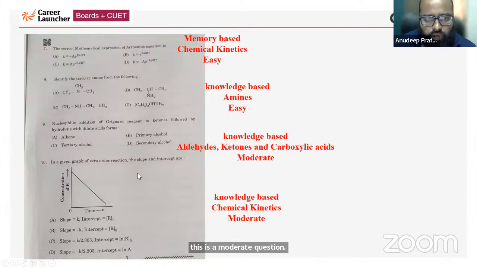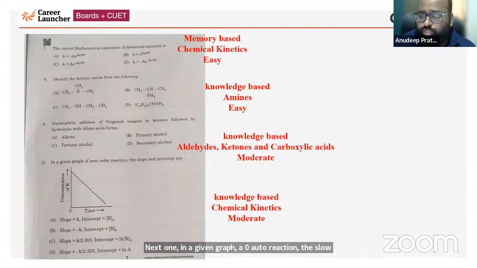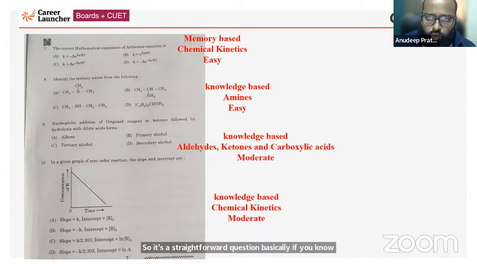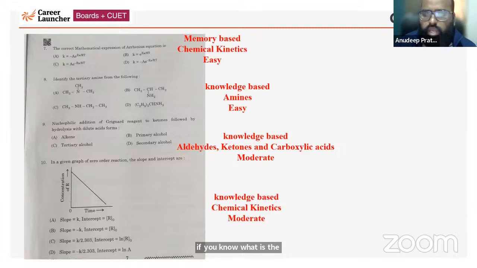Next one, in a given graph of zero order reaction, the slope and intercept. So he's already given the zero order reaction and all. So it's a straightforward question. Basically, if you know what is the exact equation of zero order reaction integrated rate law, you can easily answer this question. This type of question we have discussed in our classes and we have given in our mocks also. So this is very easy for students.